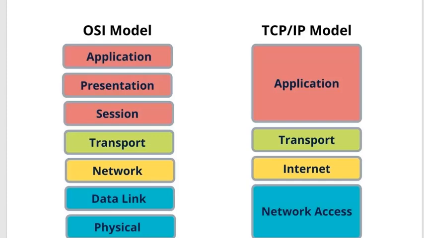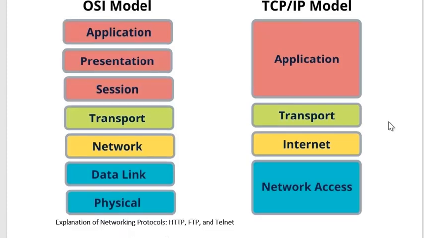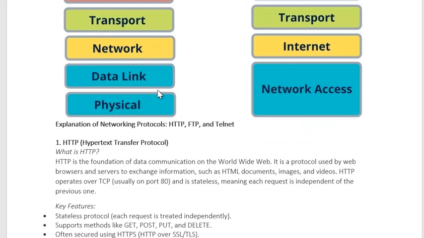The transport is the same as the transport. The network, on the TCP/IP model side, is called internet, and the data link and the physical is called the network access. So, if you want to take a screenshot of that, then make a note of it, because Cisco does talk about the OSI model, and it gives you explanations of what each layer of the OSI model does. So anyways, moving on.